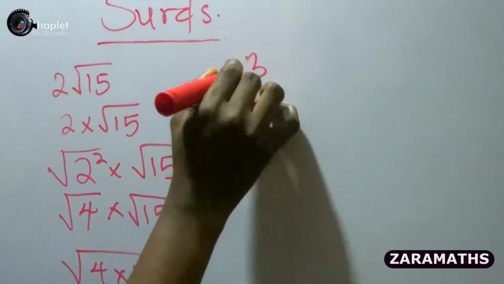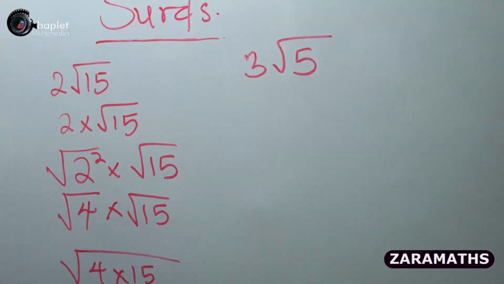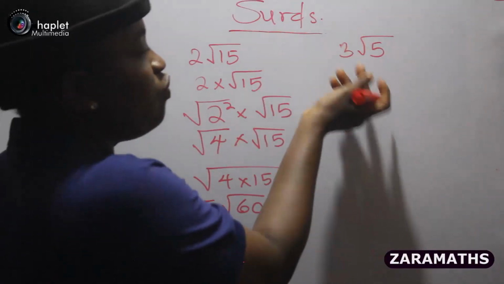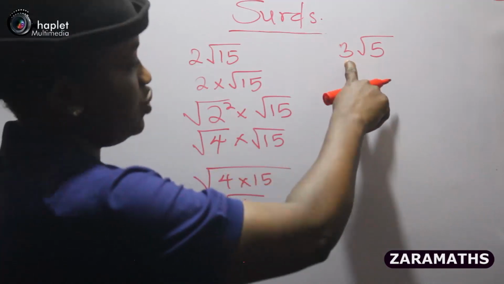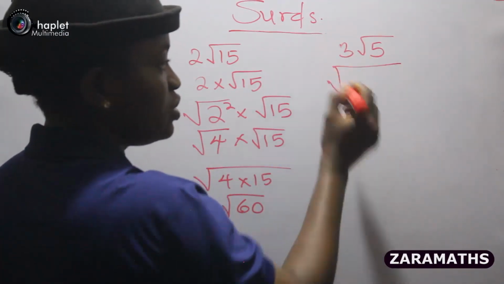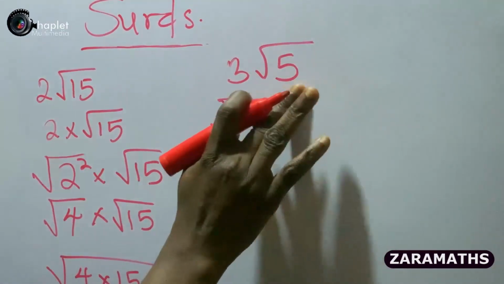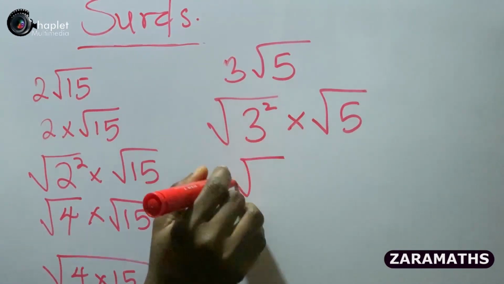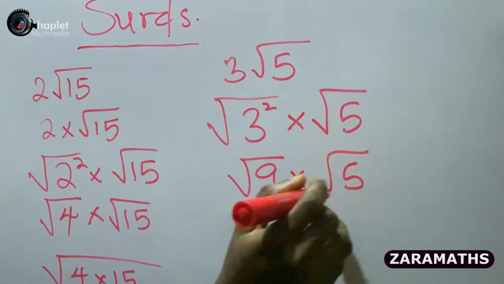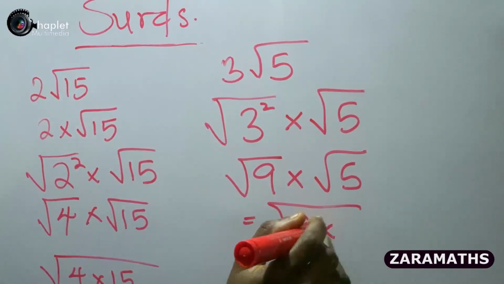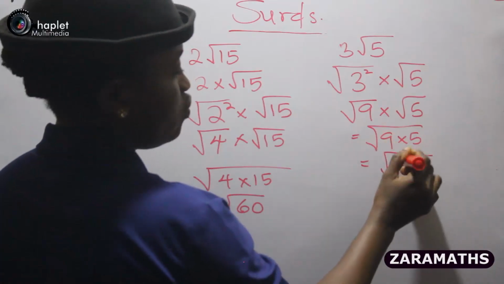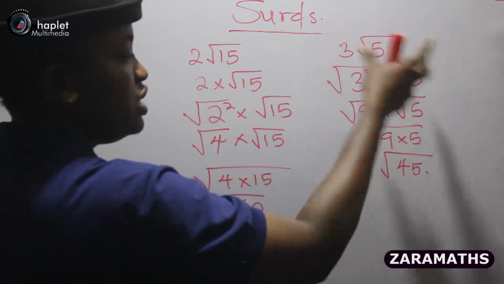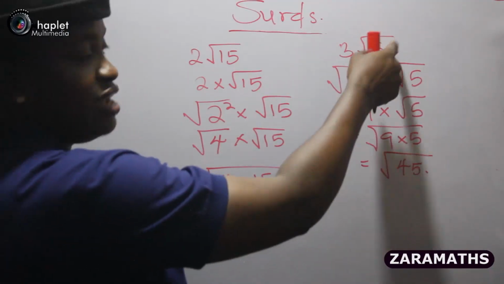If we have 3 root 5, for example, we want to take it back to a single surd, you find the square of the coefficient, you put it under the square root, which is what? 3 squared. I told you earlier it is like saying 3 times root 5. So this becomes what? 9 times root 5, which is 9 times 5. Give us what? The square root of 45. So the square root of 45 simplified will give you 3 root 5. So this is a single surd, this is a simplified form.